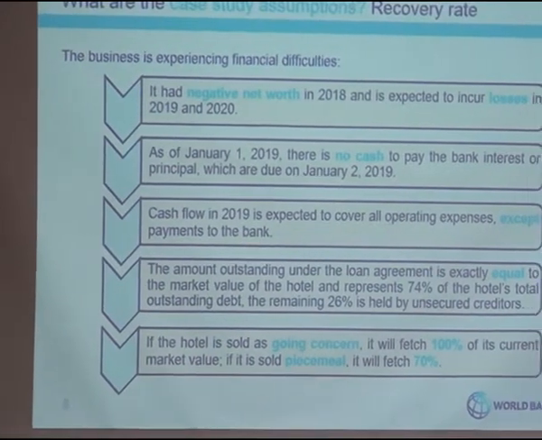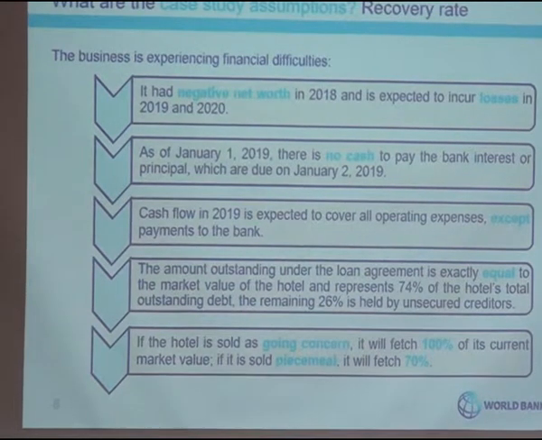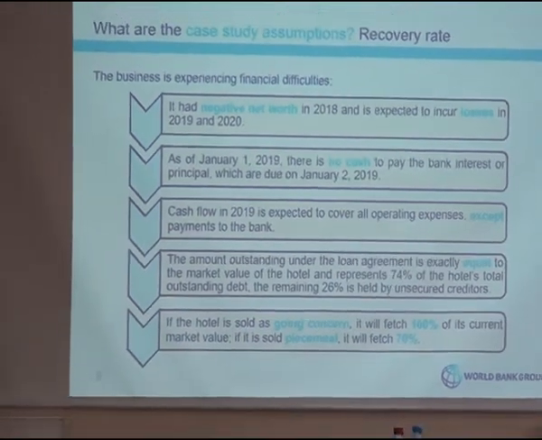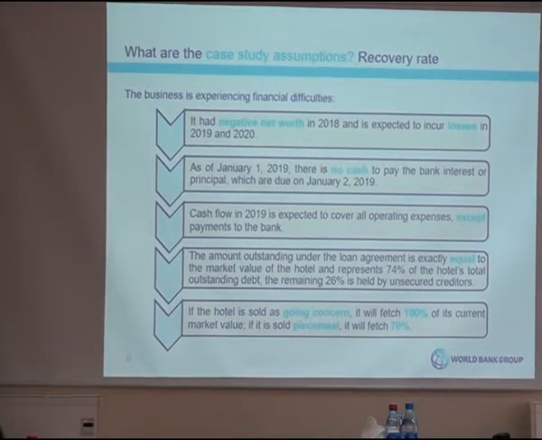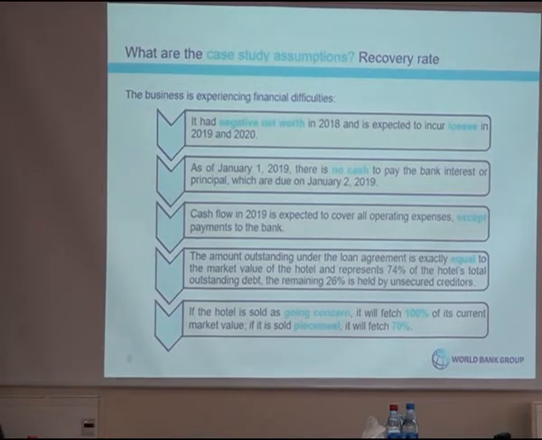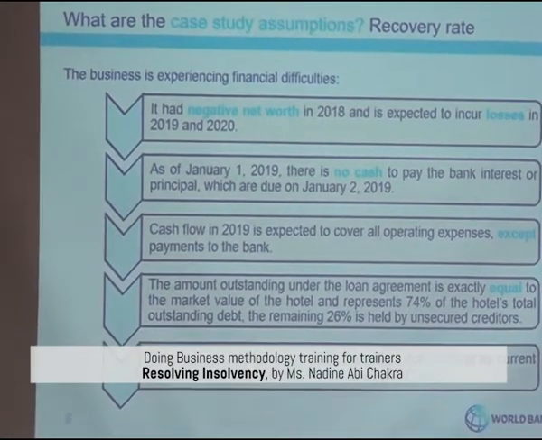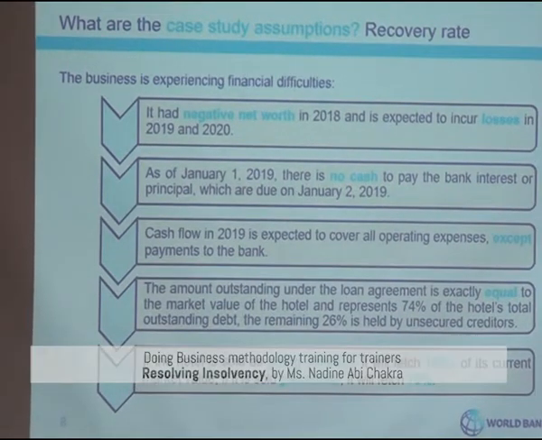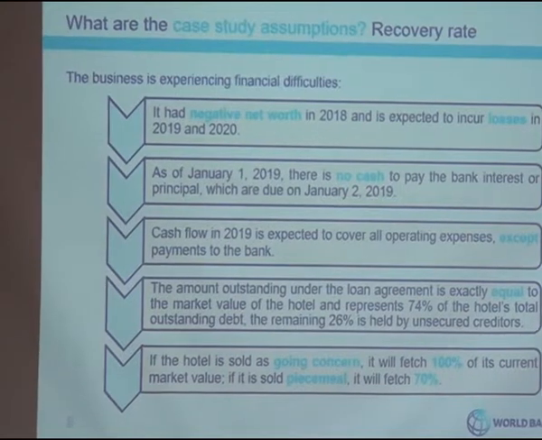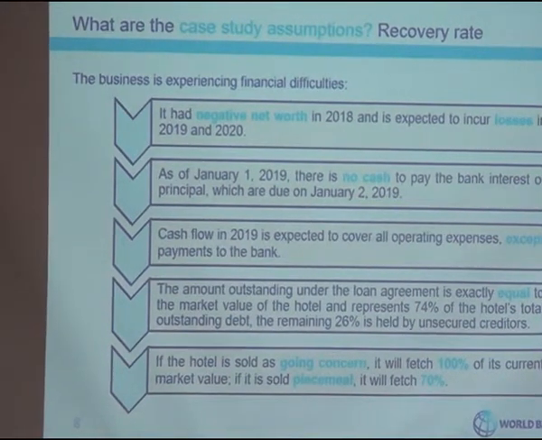We assume that the cash flow for 2019 will cover the operating expenses, but it will not cover any payment to the bank. The amount that's outstanding under the loan agreement is exactly equal to the market value of the hotel, and this represents only 74% of the total debt that the company has. So we still have 26% debt owed by the company to unsecured creditors. If the hotel is sold as a going concern, we assume that it will fetch 100% of its current value. However, if it's sold piecemeal, so here if we're doing a sale of assets, it will only fetch 70% of its value. And here is the importance of what is the outcome, basically, of this case.